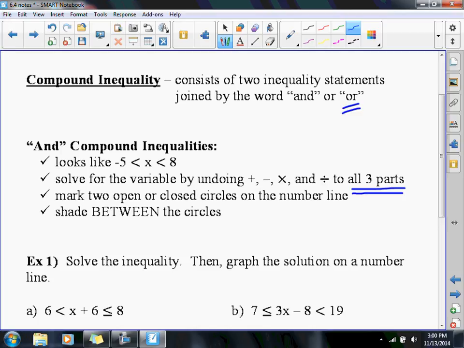And we'll mark them on our number line with either open or closed circles, except this time we have two of them. Sometimes you can have one that's open and one that's closed, or they can both be closed or both open. And then for "and" compound inequalities, we always shade between the circles, kind of like a sandwich. That "and" concept, you're going to shade in the middle.